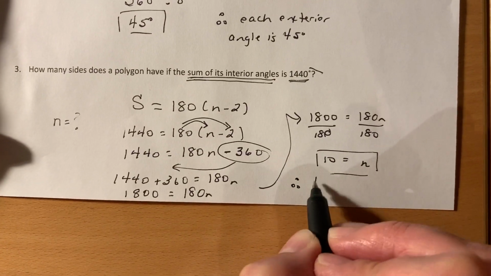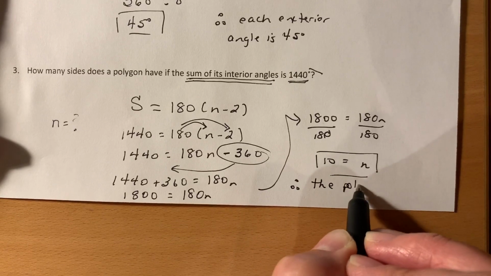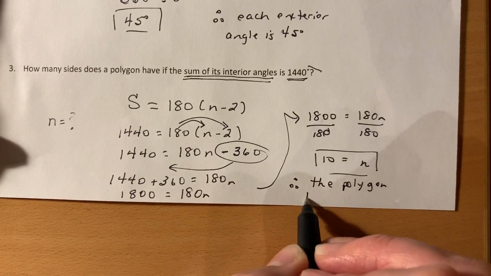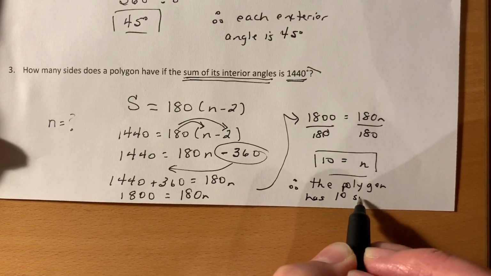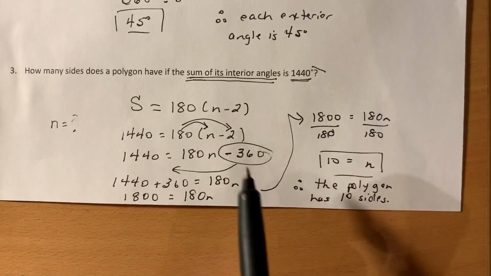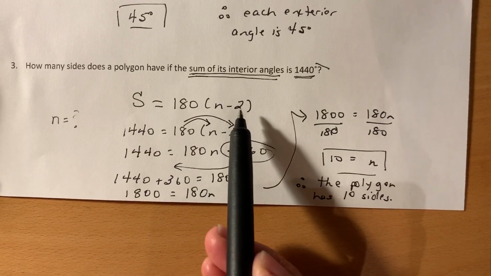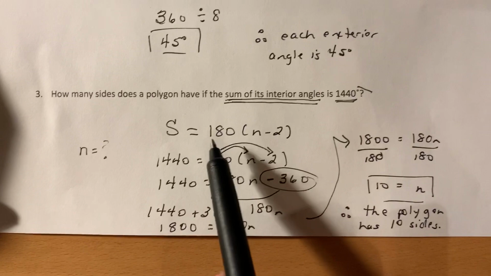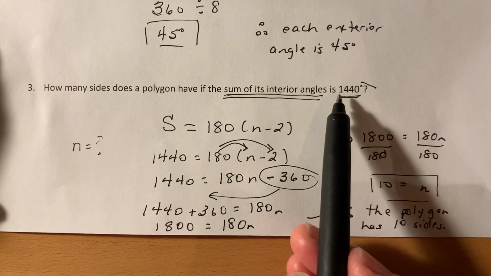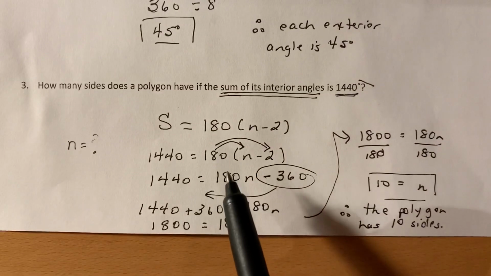Therefore, the polygon has 10 sides. And if you wanted to check it, you could put 10 in here, subtract 2, get 8, times it by 180, and you should get 1,440. And that's it.